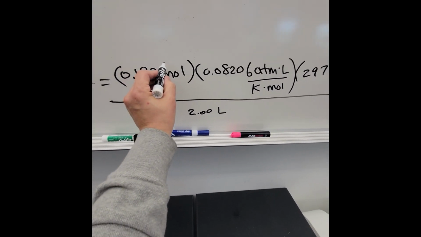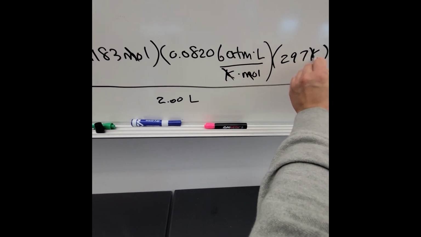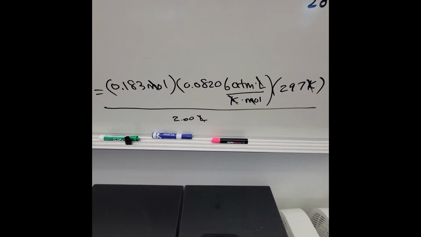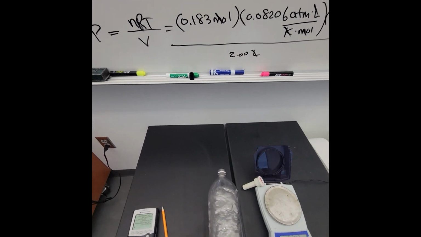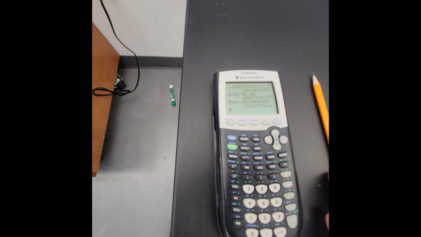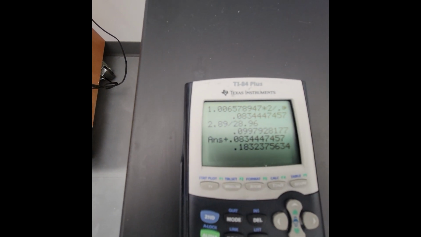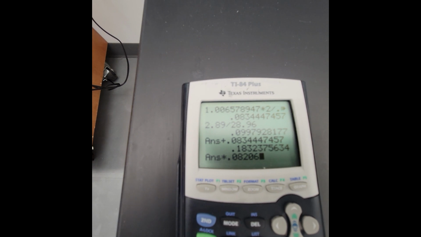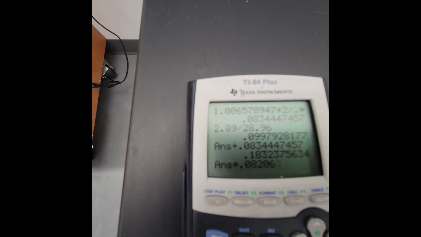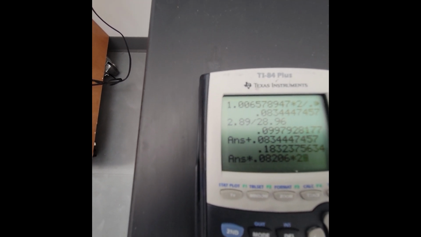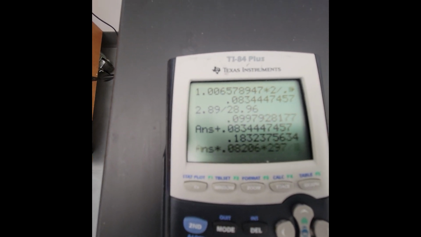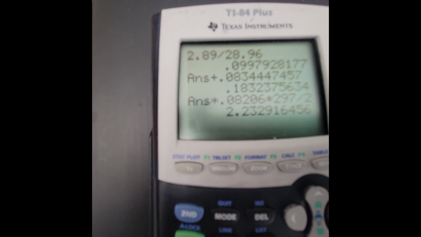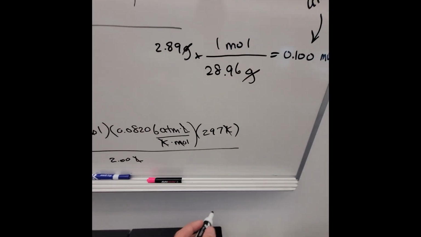All right. Moles are gone. Kelvins are gone. Liters are gone. We'll have our final answer in atmospheres. Okay. One more time. Number's still there. Times that by R. Times our final temperature. Divided by the volume. 2.23 atmospheres. Did you get close?